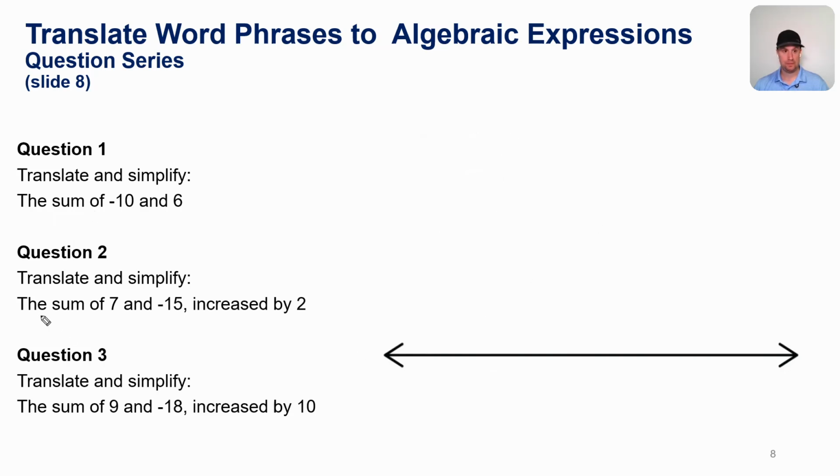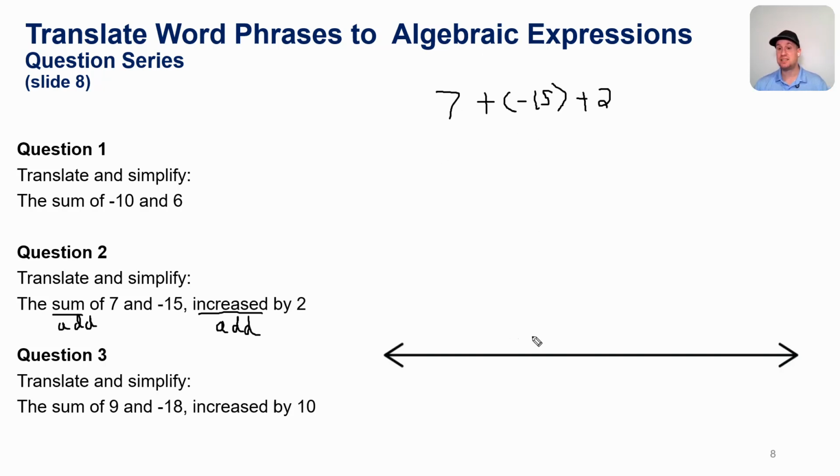Question 2. The sum of 7 and -15 increased by 2. So again, the sum is add. Increased by is also addition. So you have 3 integers that you're adding together. You're adding together 7 plus -15, and then you're also increasing this by another 2. So adding another 2 here.